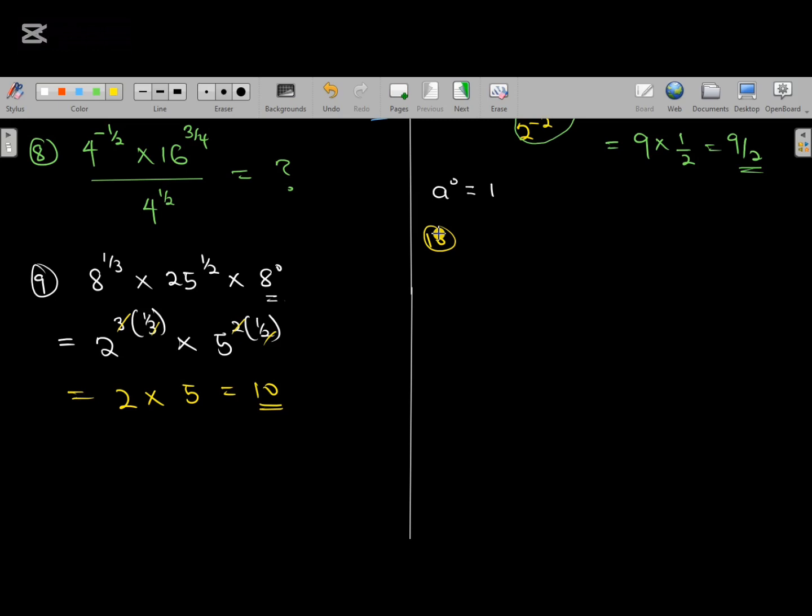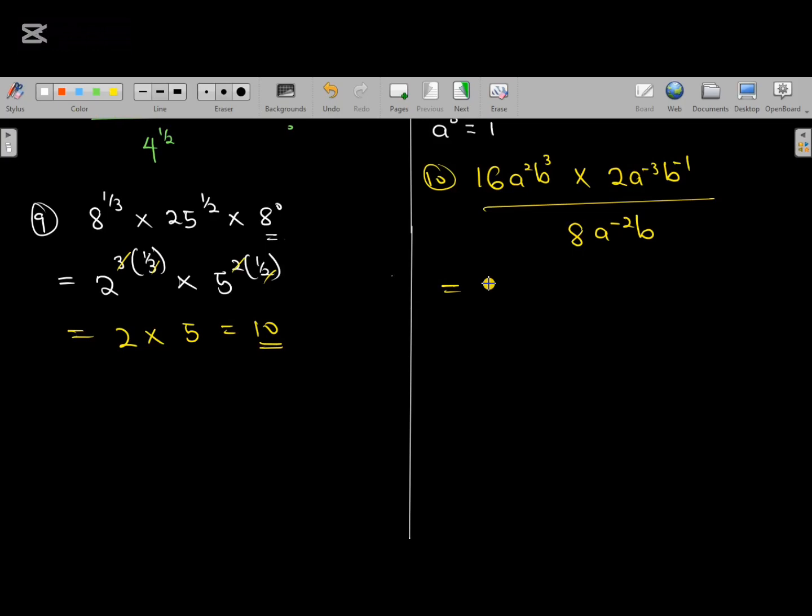Okay, so the problem 10, we are asked to simplify 16a. For problem 10, we have numbers that will multiply numbers. So I can have 16 times 2 to give me 32. Then in the numerator, a squared will multiply a raised to the power minus 3, and that will be a to the power of 2 plus minus 3. Then I will now have b to the power of 3 multiplying b to the power of negative 1. That will be b to the power 3 plus negative 1.